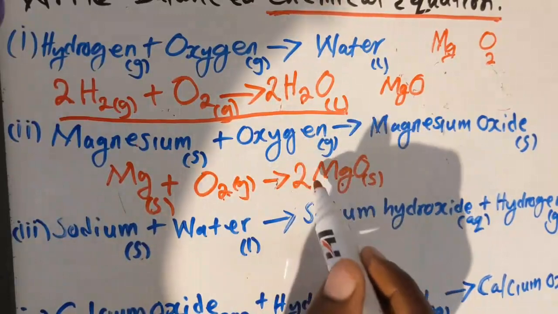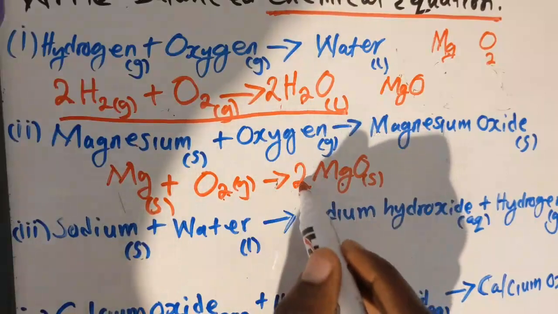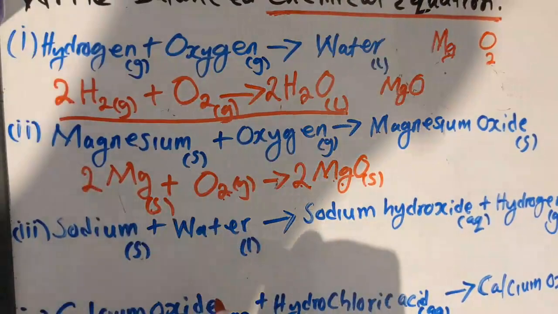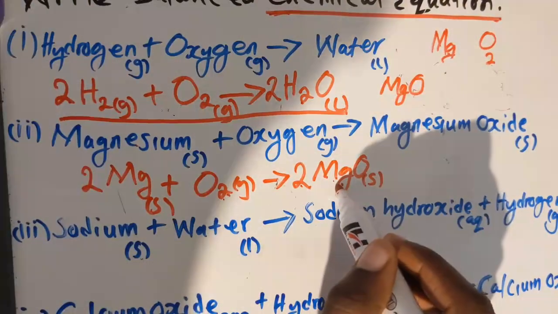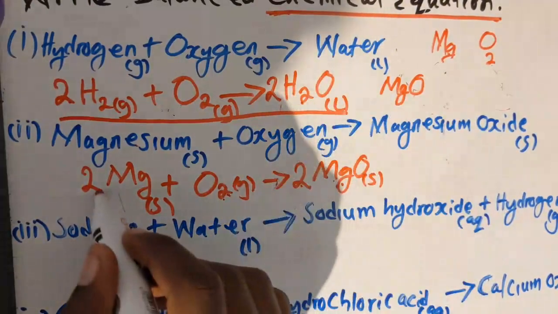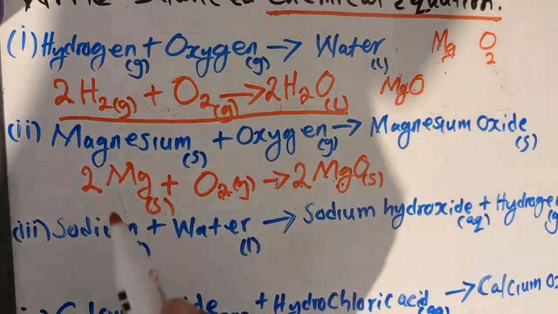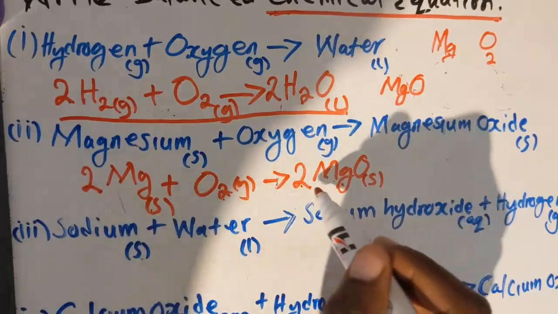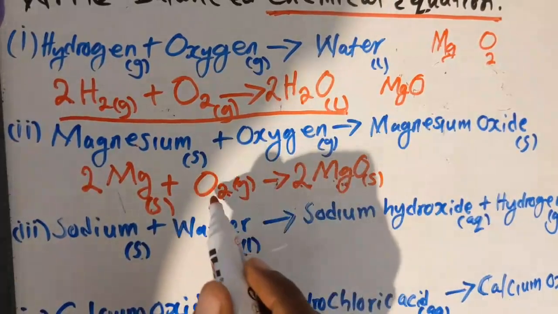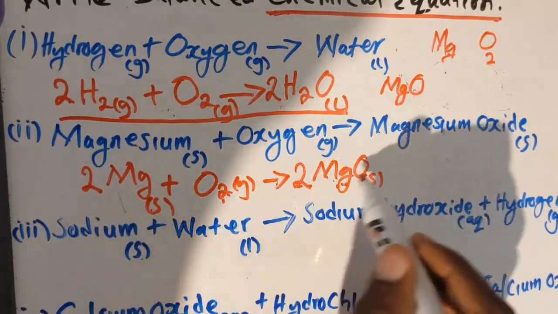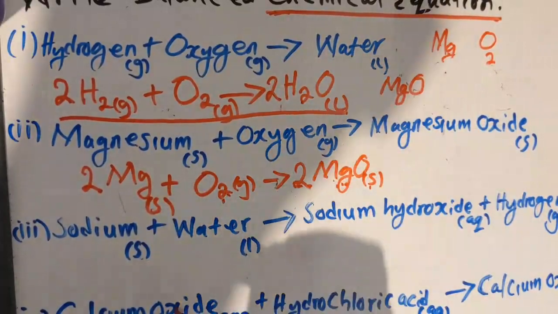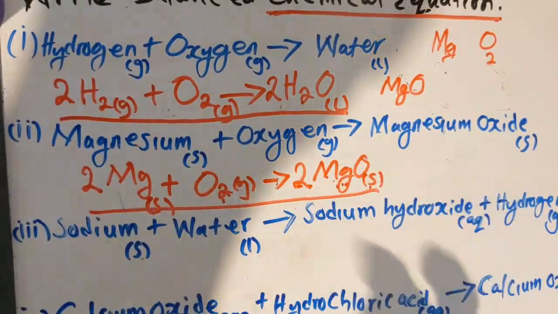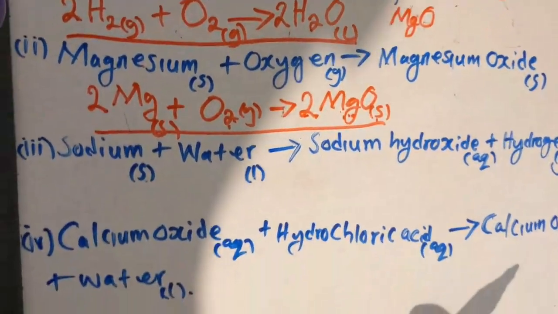Okay, so what you need is now, this is a 2. Okay, so meaning that we're supposed to put a 2 as well this side, so that we might have 2 atoms of magnesium this side. So this equation is balanced because we have 2 magnesium, 2 magnesium, we have 2 oxygen and 2 oxygen, like that. So this equation is also balanced. Okay, we go to the next one.